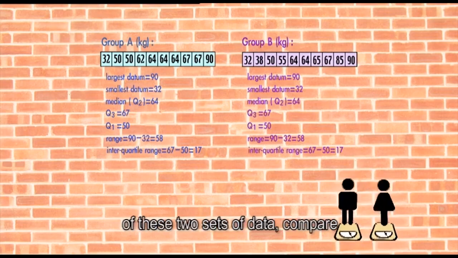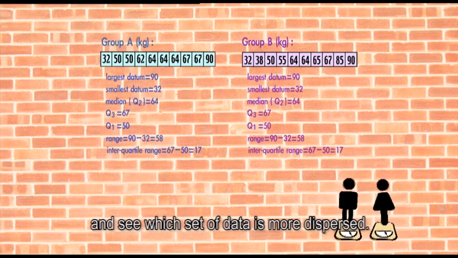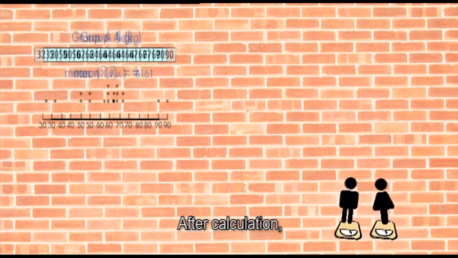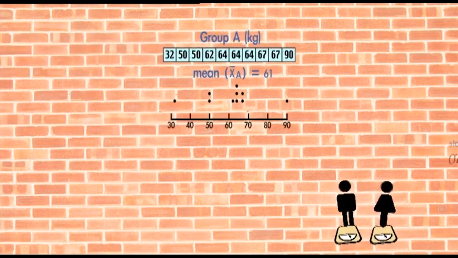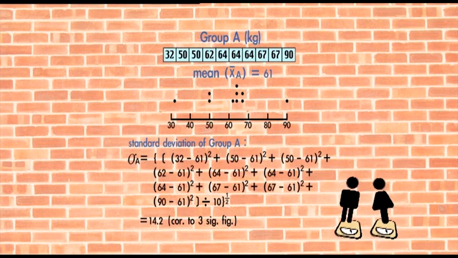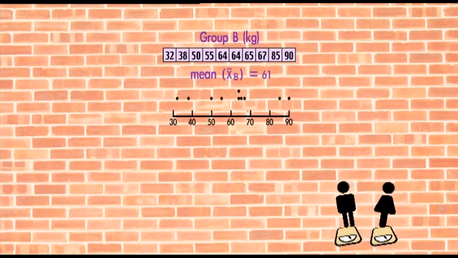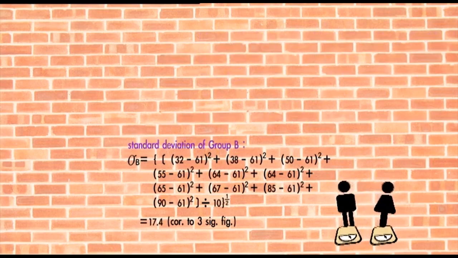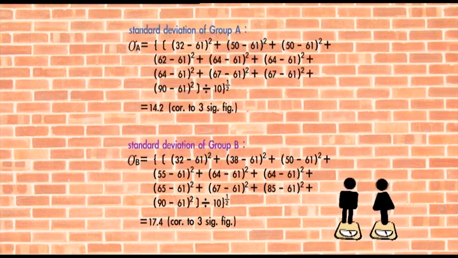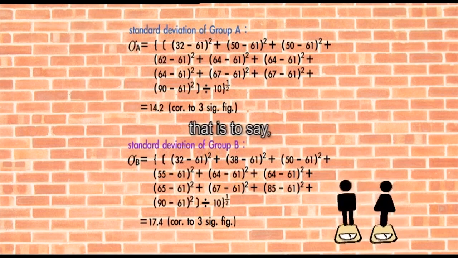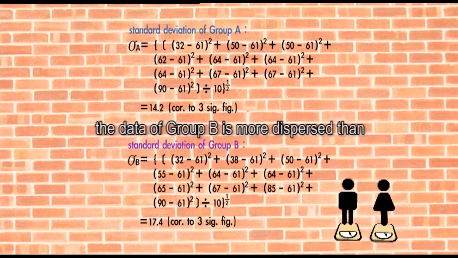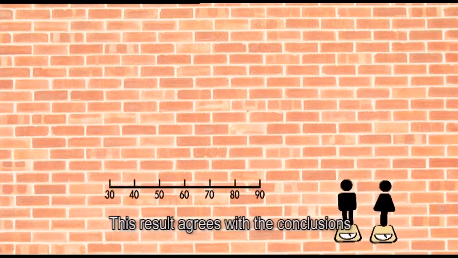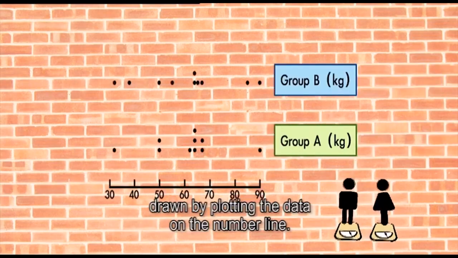When we look at the previous two sets of data on body weight, we calculate the standard deviation of these two sets of data, and then compare which set of data is more dispersed. After calculation, the standard deviation of Group A is 14.2, while the standard deviation of Group B is 17.4. As 17.4 is larger than 14.2, that is to say, the data of Group B is more dispersed than Group A. This result agrees with the conclusions drawn by plotting the data on the number line.